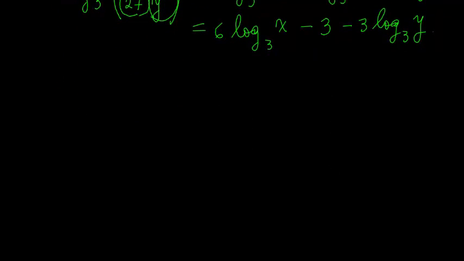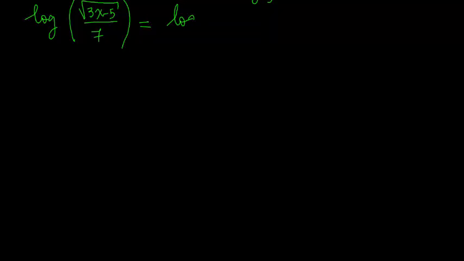Finally, let's have the example log of the square root of 3x minus 5 divided by 7. So the same idea applies here. We have really a numerator and a denominator, so I'm going to split this log, which incidentally happens to be base 10 if I don't write the base. So I first get log of the numerator and then minus log of the denominator, 7.